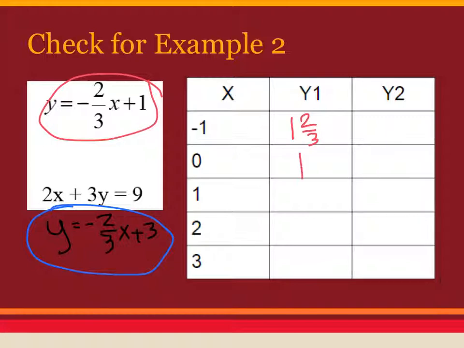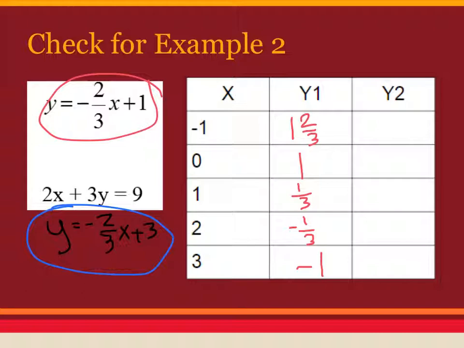If we plug in 0, this crossed at 1 on the y-axis. If we plug in a positive 1, negative 2/3 times 1 is negative 2/3, and negative 2/3 plus 1 is 1/3. If we look at 2, negative 2/3 times 2 is negative 4/3, plus 1 is negative 1/3. And then if we plug in a positive 3, negative 2/3 times 3 would be negative 2, and negative 2 plus 1 is negative 1. So there are the values that would be ordered pairs on our first line.